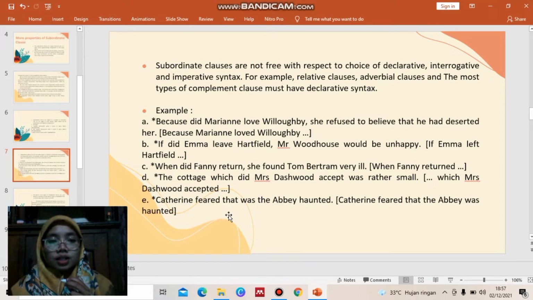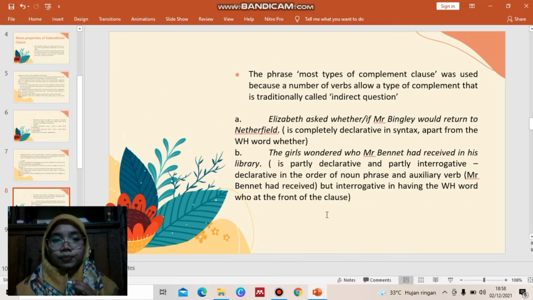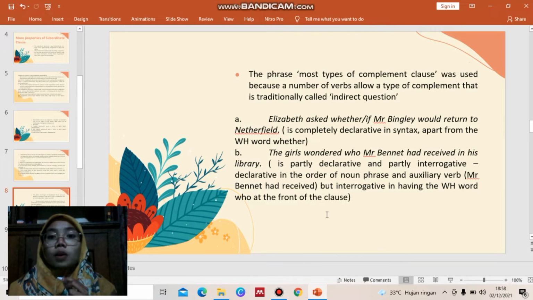When Fanny returned, the cottage which did Mrs. Dashwood accept was rather small, which Mrs. Dashwood accepted. Catherine feared that was the Abbey haunted. Catherine feared that the Abbey was haunted. Okay, the first most types of complement clause was used because a number of words allow a type of complement that is traditionally called indirect questions. For example, Elizabeth asks whether or if Mr.